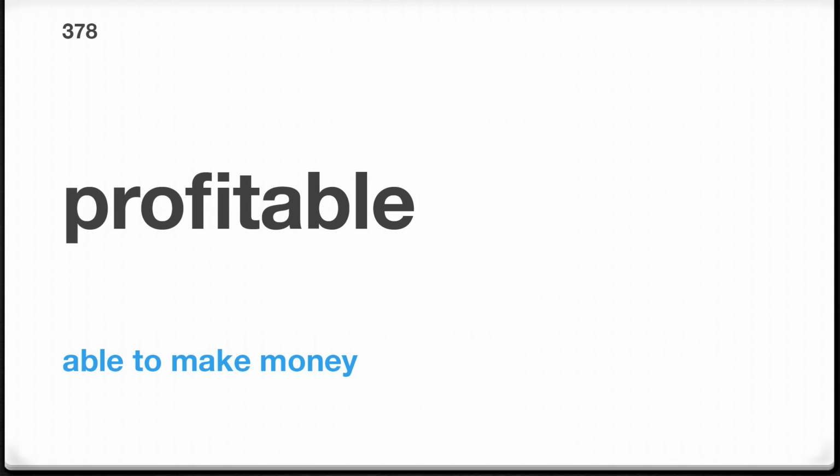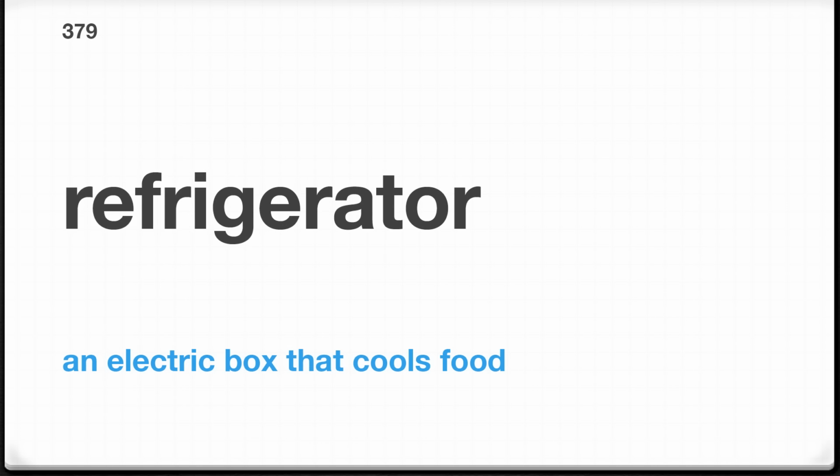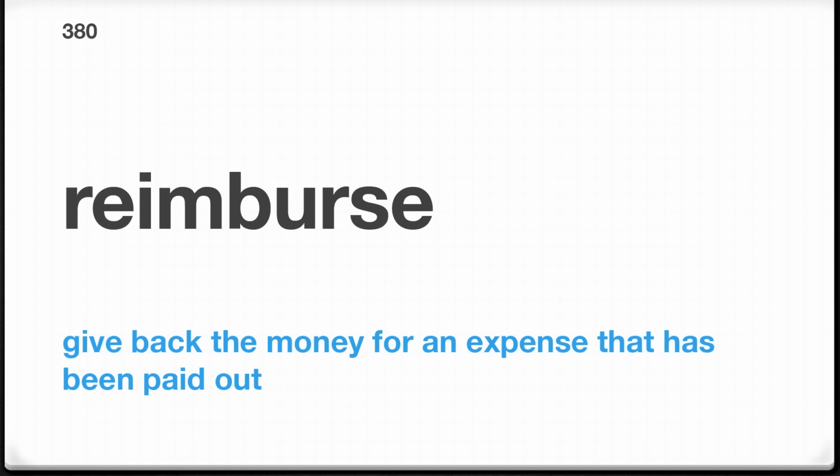Able to make money. Profitable. An electric box that cools food. Refrigerator. Give back the money for an expense that has been paid out. Reimburse. An area where goods for sale are set out so people can look at them. Showroom.